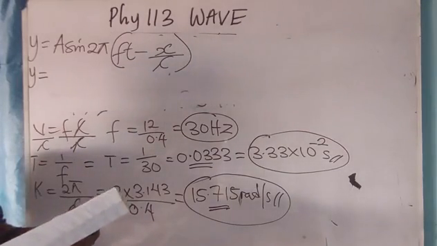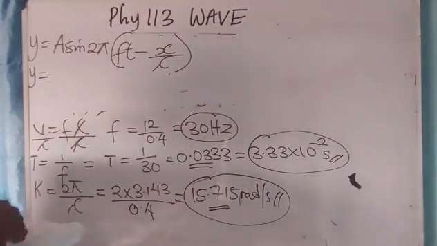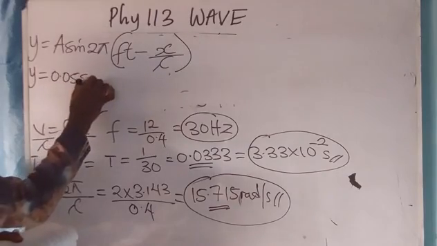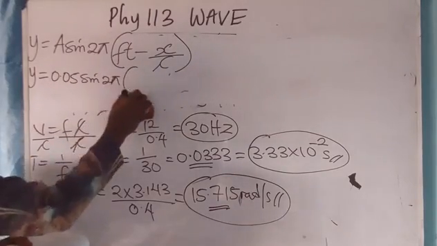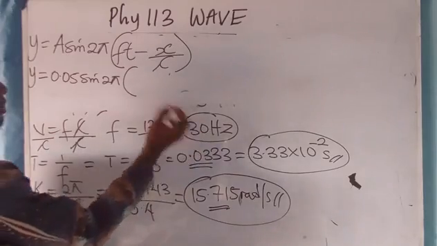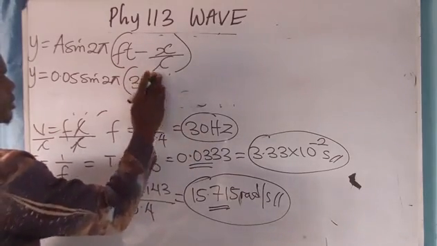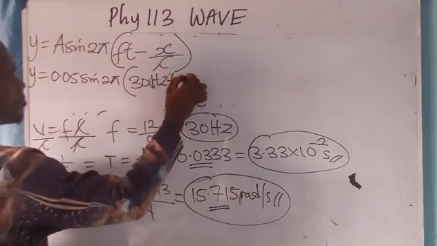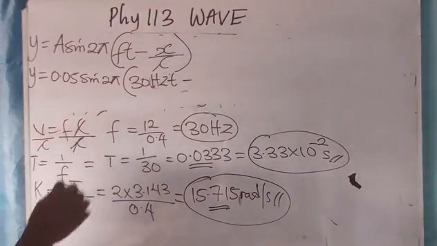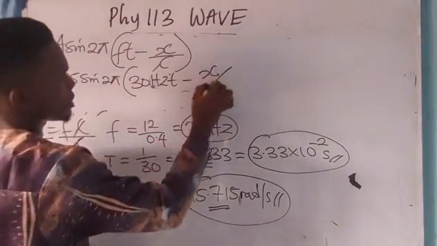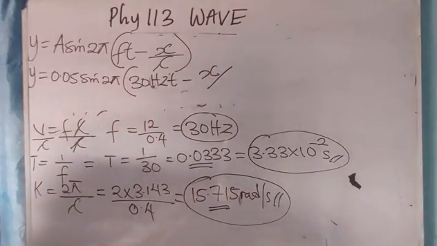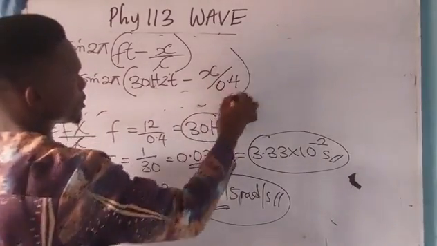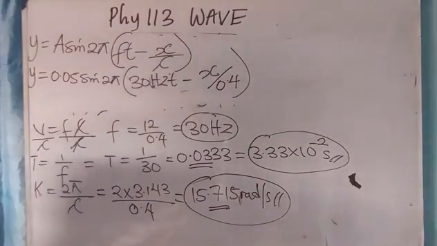They said amplitude is 0.05. So whenever we see A, we put 0.05, then sine 2 pi. The frequency is 30, which means we have 30 hertz. Then of course you have your t minus x, but x is not to be considered. The lambda, where is our value? Lambda is 0.4. So this is a new wave equation.